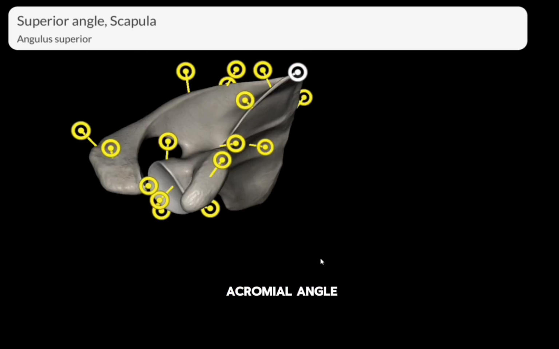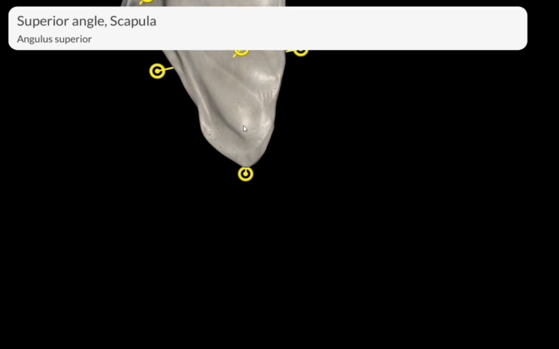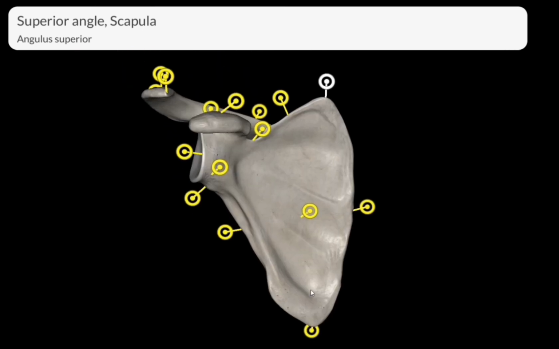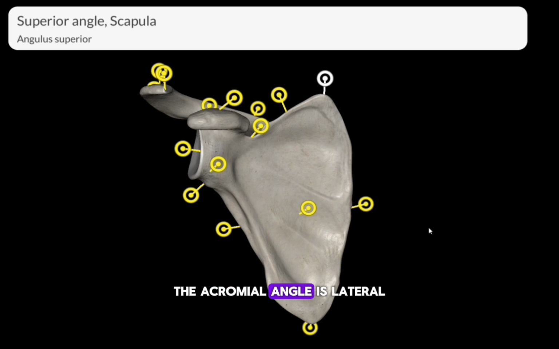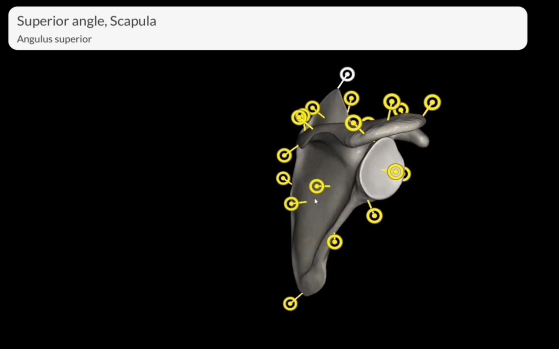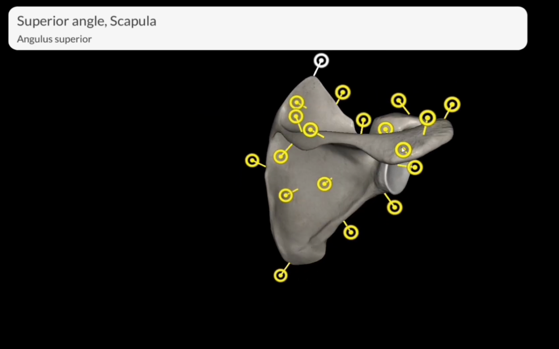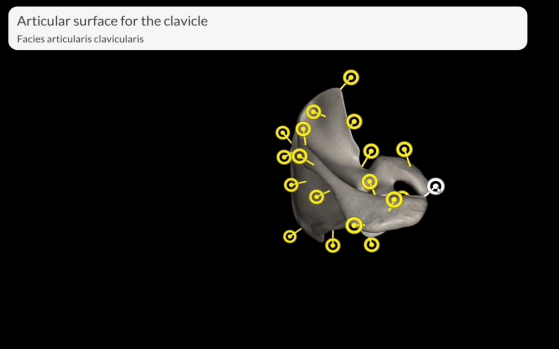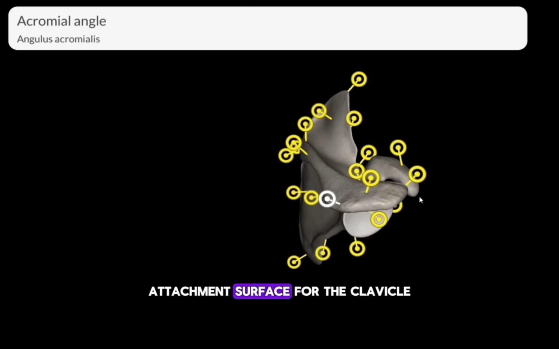Next we have the acromial angle. The acromial angle is lateral and forms the base of the acromion, which articulates with the clavicle. Look, here is the acromion. And this is the attachment surface for the clavicle.